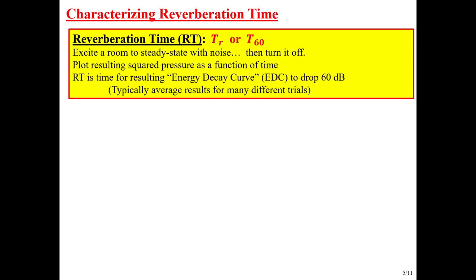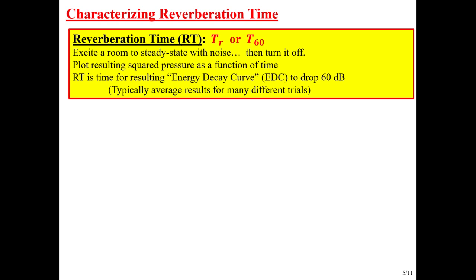So once you turn it off, you're now going to be measuring at the listening position with a microphone. You are measuring the pressure of the sound, so the sound pressure level, but we're really interested in looking at the square of that, and we're going to plot that as a function of time. And that thing is called the energy decay curve. So it's a function of time, and it's going to decay down because we've turned the noise source off. And so now things are bouncing around, but eventually things decay down.